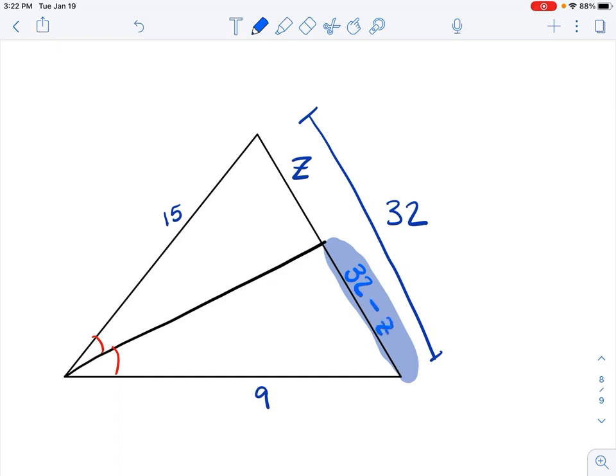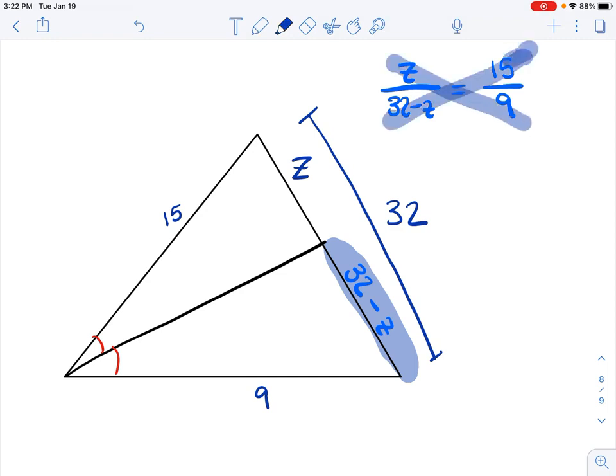So now you have all the information that you need to go ahead and set up a proportion. Z over 32 minus z equals 15 over 9. And then you'll go ahead and finish by cross multiplying, distributing this piece, and then solving.